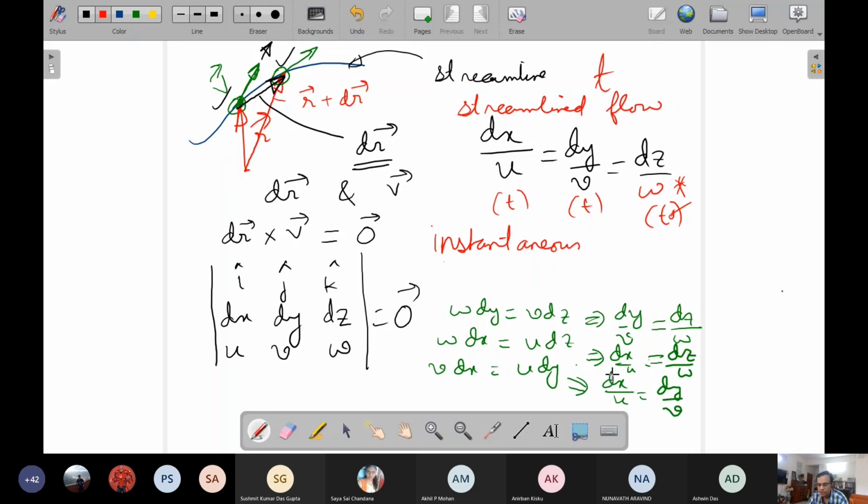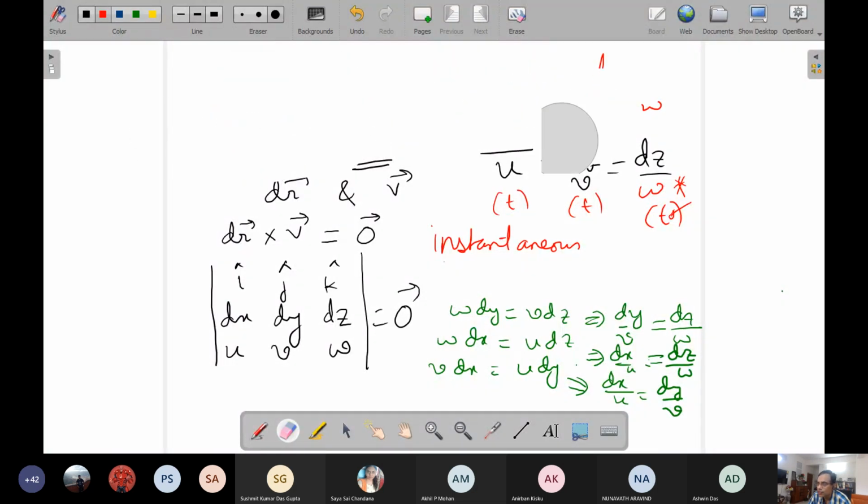The next concept that we will see is the streak line. So let us erase this part and get into streak line.